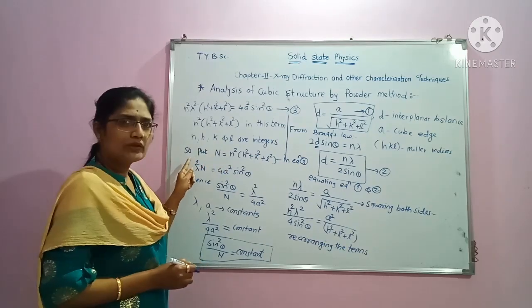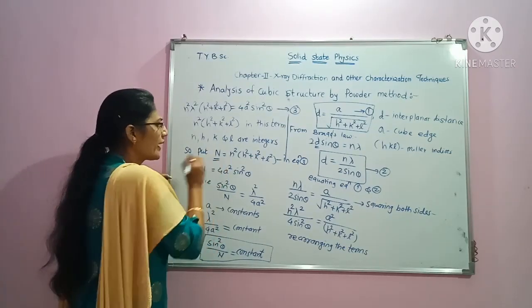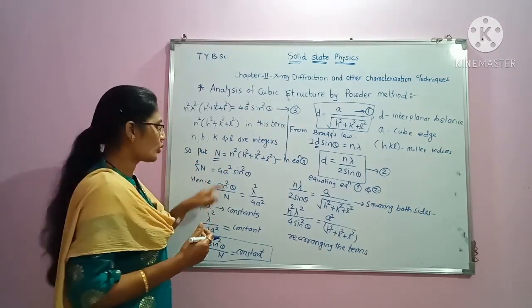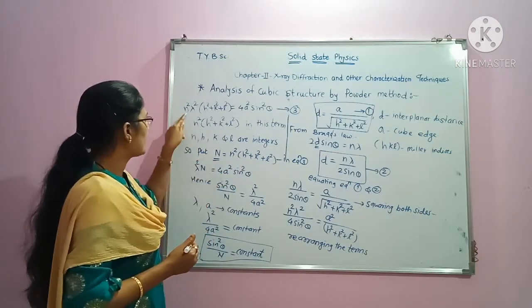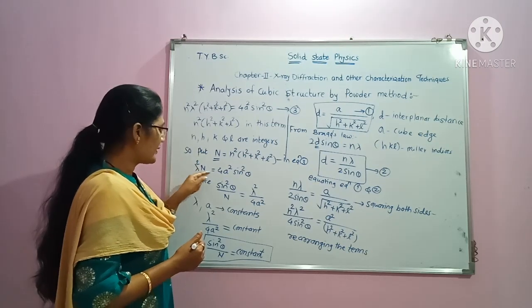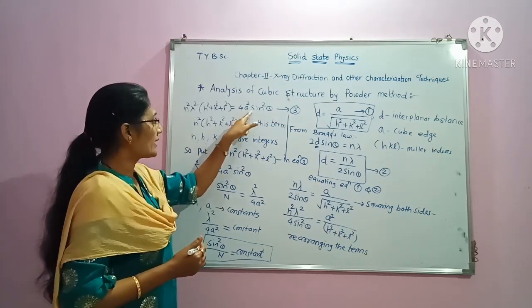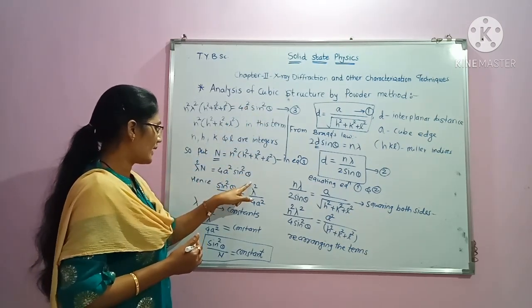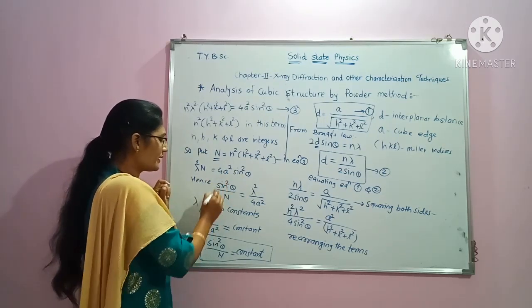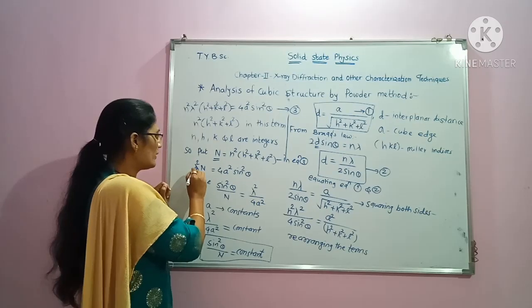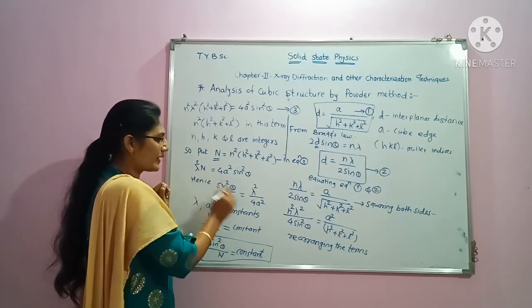And hence we will consider a constant n in place of this term. So substituting the value of n here, lambda square n is equal to 4a square into sin square theta. Now we know that sin square theta upon n is equal to lambda square upon 4a square.